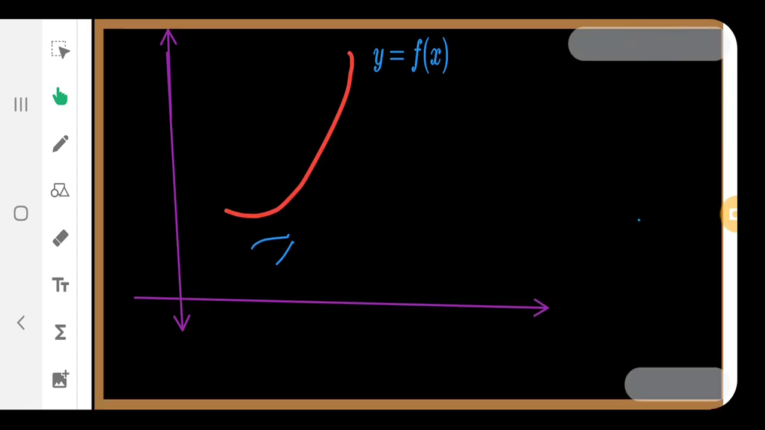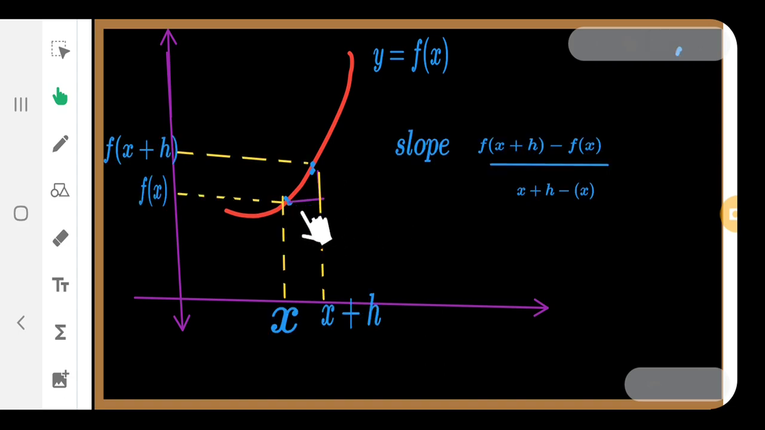Next, consider a curve, y is equal to f of x. Slope at every point on the curve is different. So here it is a small slope, here it is a big slope. We wish to find the slope at any point on the curve. For that, we consider a point x on the curve. For calculating the slope at the point x, we consider a small curve and a right angle triangle. This side is x plus h minus x. This side is f of x plus h minus f of x.